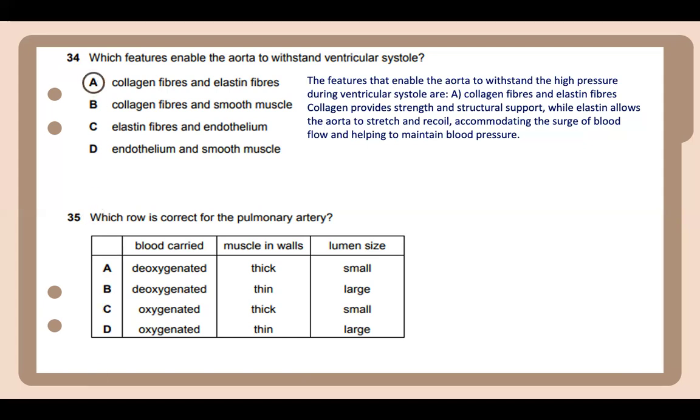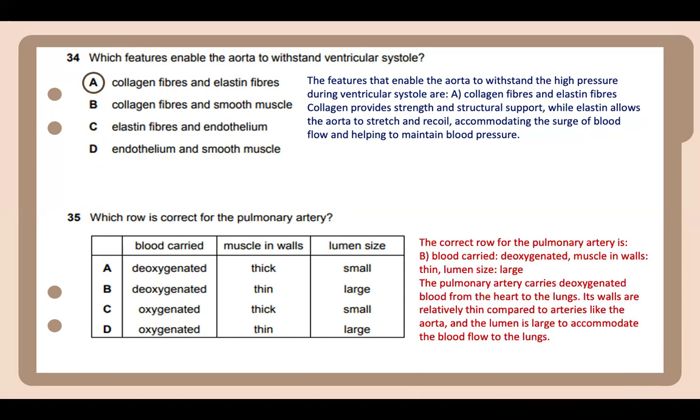Which row is correct for the pulmonary artery? The correct row for the pulmonary artery is: blood carried, deoxygenated; muscle in wall, thin; and lumen size will be large. The pulmonary artery carries deoxygenated blood from the heart to the lungs. It is relatively thin compared to arteries like the aorta, and the lumen is large to accommodate the blood flow to the lungs.